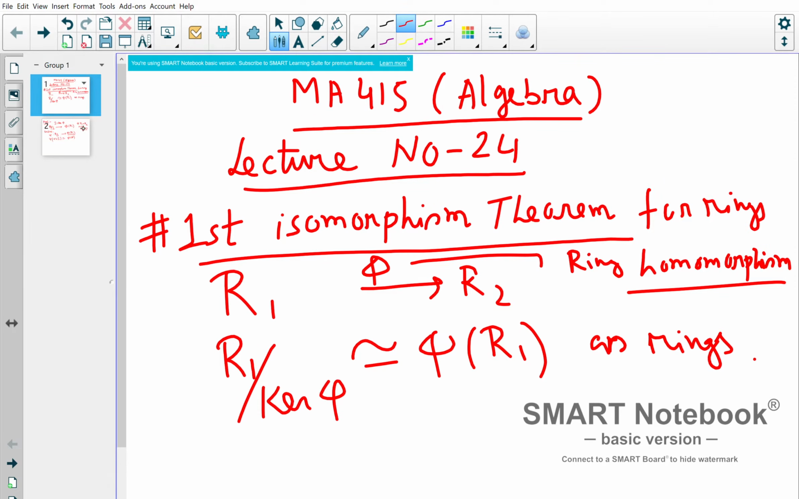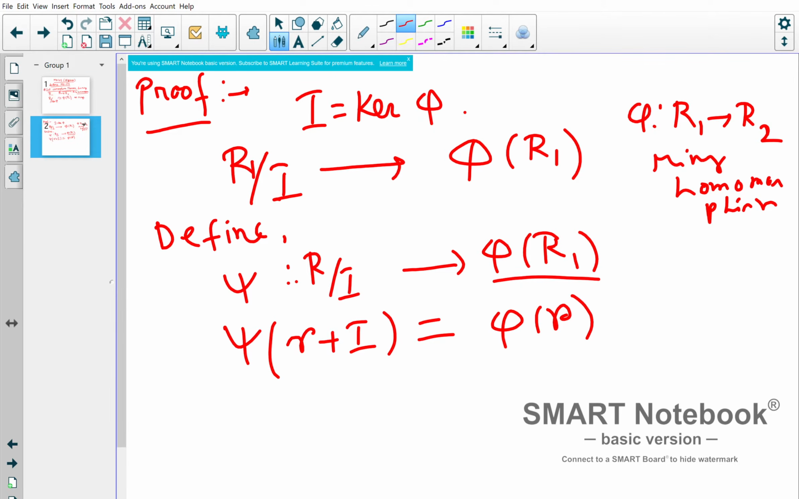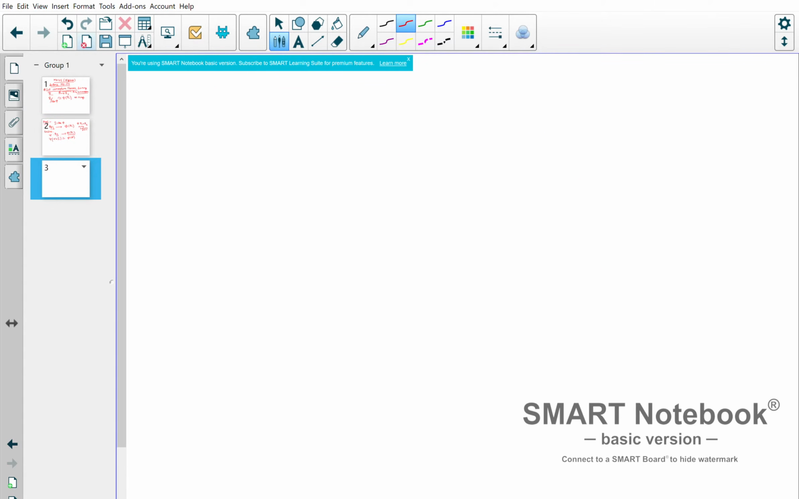Okay. So now if I define the map psi from R mod the kernel to the image of phi, this will be the natural map, right? The question is whether this map satisfies the property of homomorphism, and whether it is also bijective or not. Okay, so how do you prove this kind of thing? So for homomorphism, what do I need to prove?